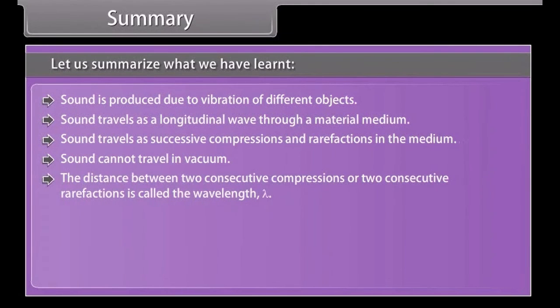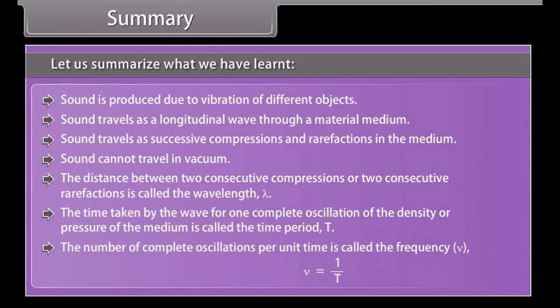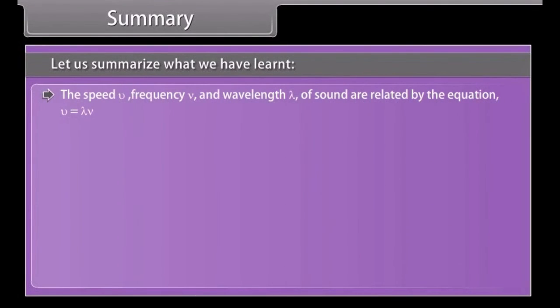The distance between two consecutive compressions or two consecutive rarefactions is called wavelength, lambda. The time taken by the wave for one complete oscillation of the density or pressure of the medium is called the time period, T. The number of complete oscillations per unit time is called the frequency, nu = 1/T. The speed v, frequency nu, and wavelength lambda of sound are related by the equation v = lambda × nu.